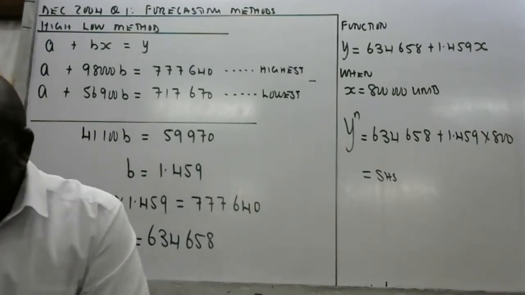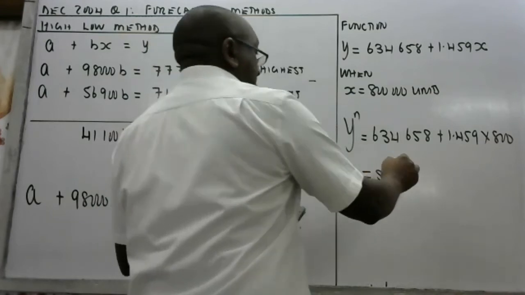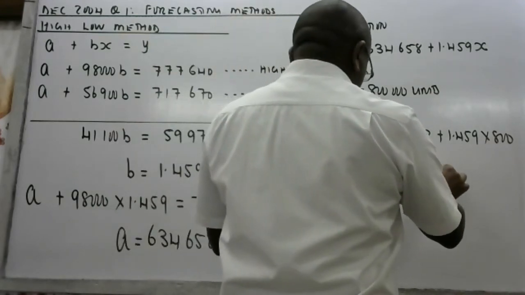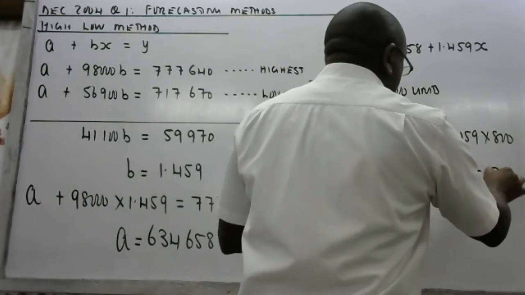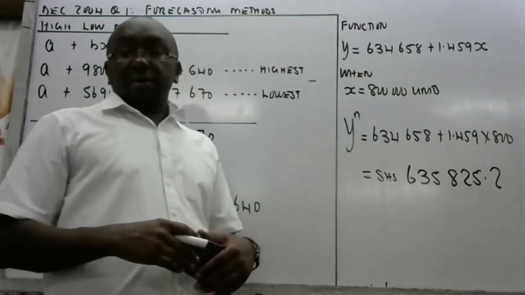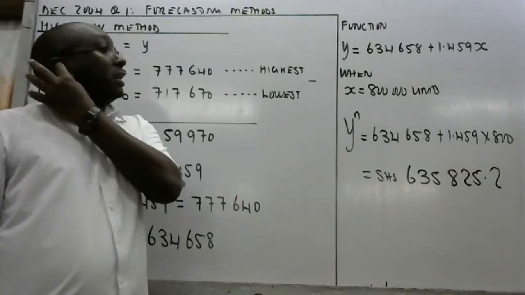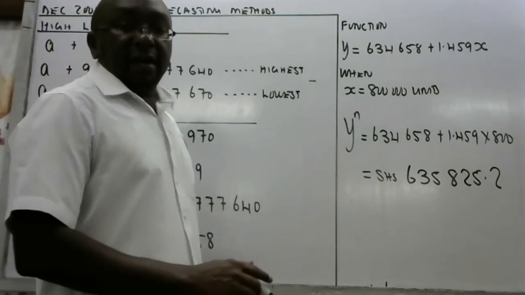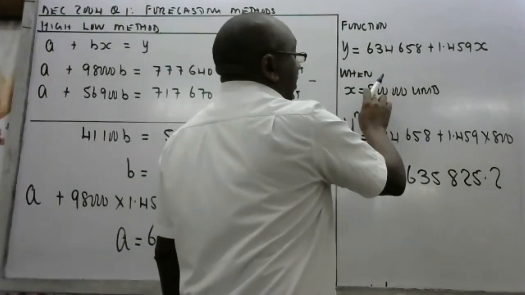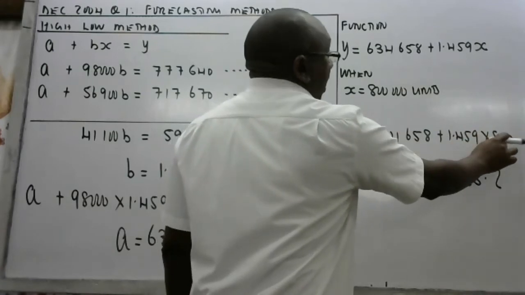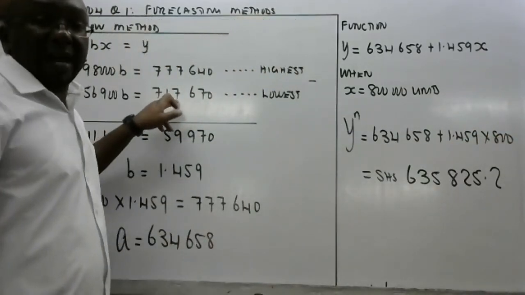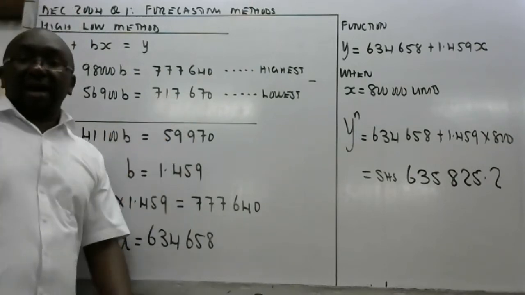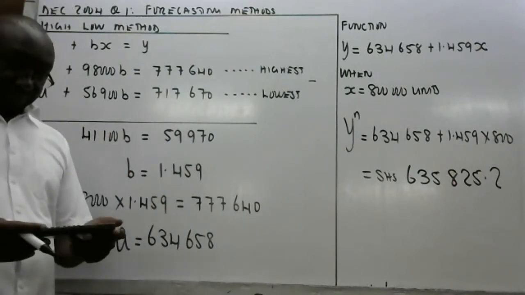Yeah, I can see 635,825.2. Something else that I wanted you to capture there is that you can see these ones are 800,000, but you put it at 800, because these figures we are using here were in thousands. These figures were in thousands.